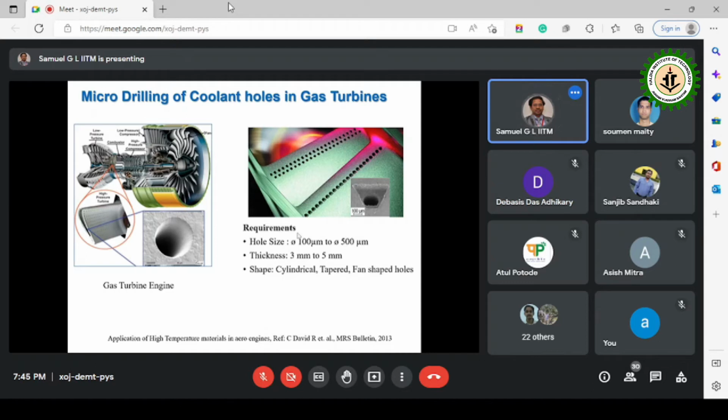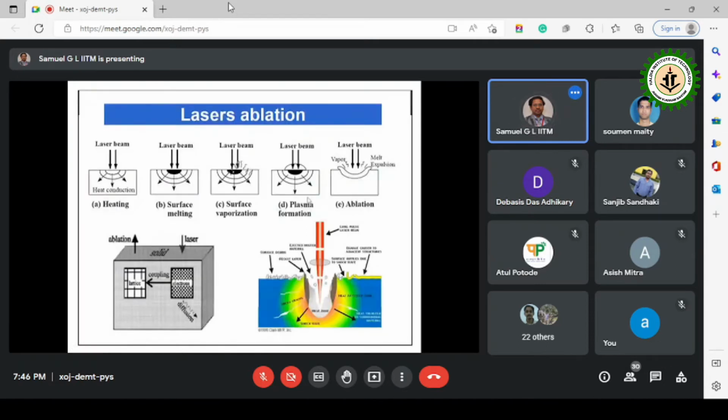But now the question is, how do you make these kinds of holes? Actually, we have done a project for GTRE, the Gas Turbine Research Establishment in Bangalore, which is developing a gas turbine engine called the Kaveri engine. If you want, you can type it in Google and look for the information. There are several challenges in making these designs, and one of them is making these coolant holes in titanium and nickel type alloys, which are categorized as difficult to machine materials.